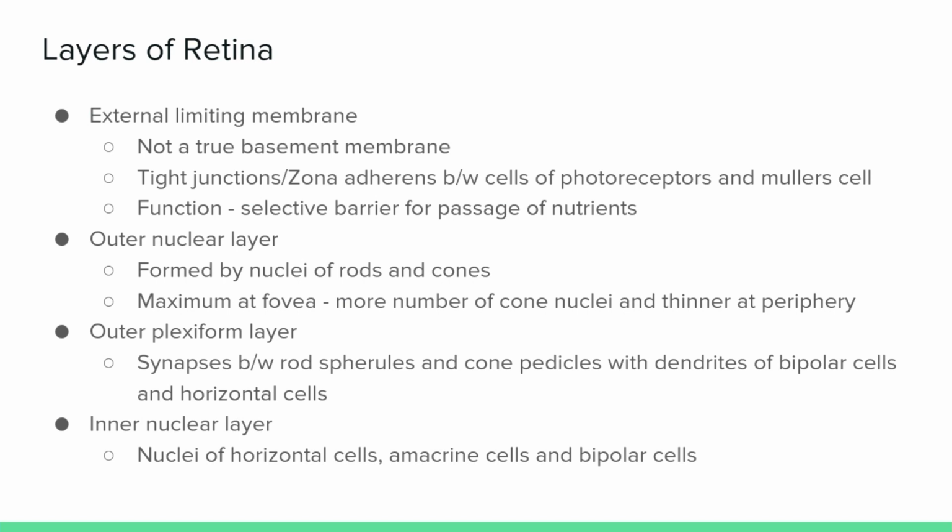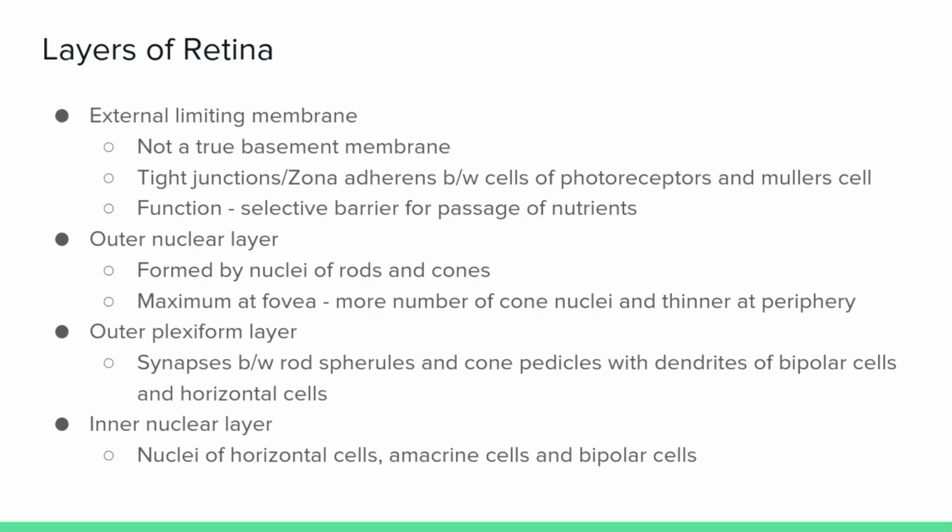Moving on to layers of the retina. External limiting membrane: it is not a true basement membrane, as there are tight junctions or zonula adherens between cells of photoreceptors and Mueller cells. Its function is a selective barrier for passage of nutrients. Outer nuclear layer is formed by nuclei of rods and cones, maximum at the fovea with more cone nuclei, and thinner at the periphery.